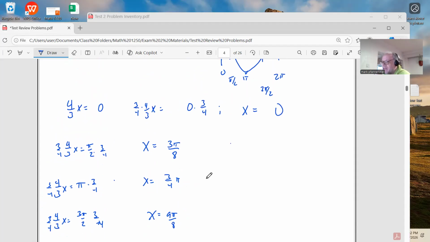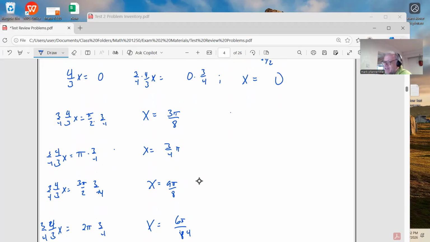So one of the things I'm going to do is see if I can't turn everything here into eighths and see if there's some kind of a pattern going on here. To do that, I'm going to multiply the second term by 2 over 2. I'm going to multiply this last term by 2 over 2. So we're going to get x is equal to 0 pi over 8. That's a fancy way to write 0.